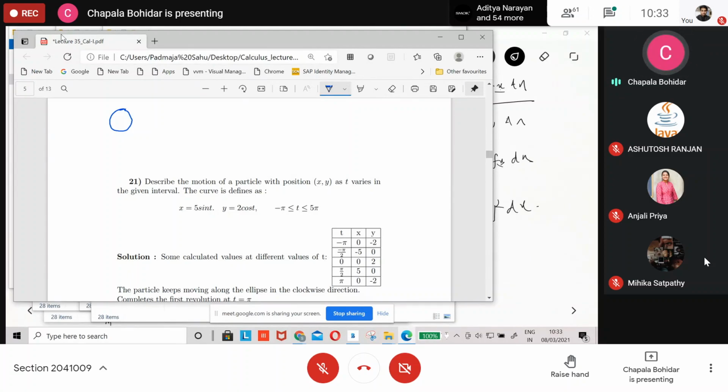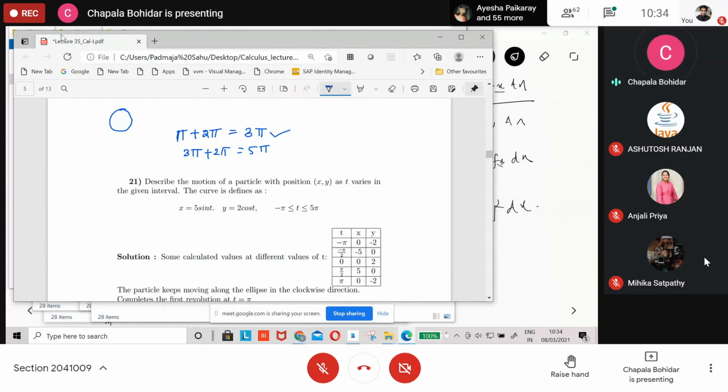Now the next revolution should be plus 2 pi. One revolution first at pi, then the second revolution at pi plus 2 pi, that is 3 pi. It is clear? Then the third revolution is given as 5 pi, so it is 3 pi plus 2 pi, which is your 5 pi. So the third revolution is at 5 pi.